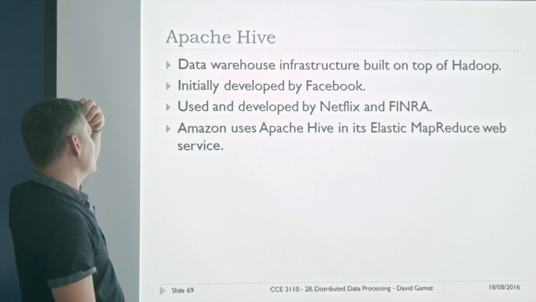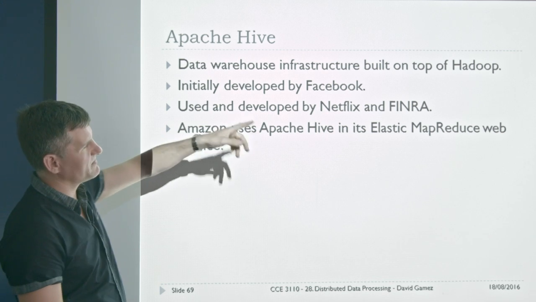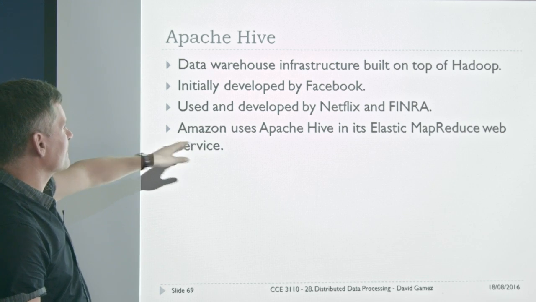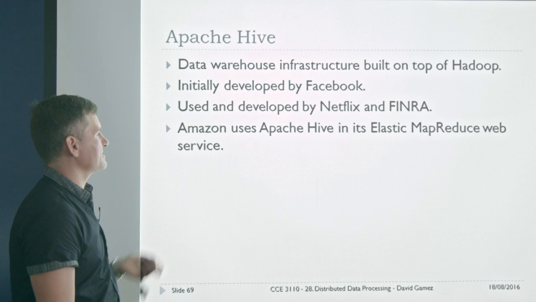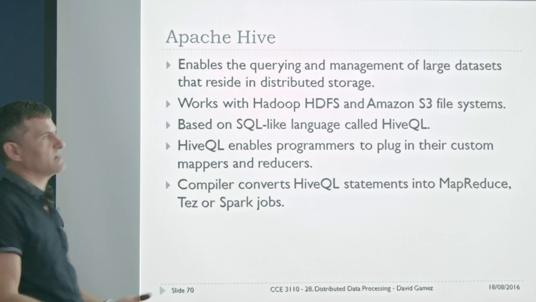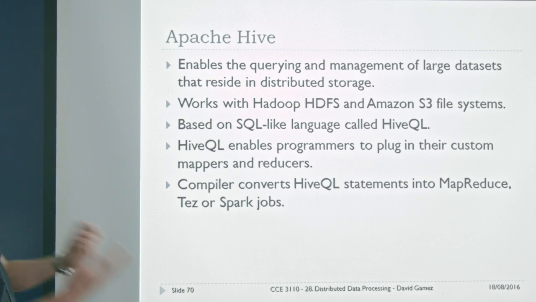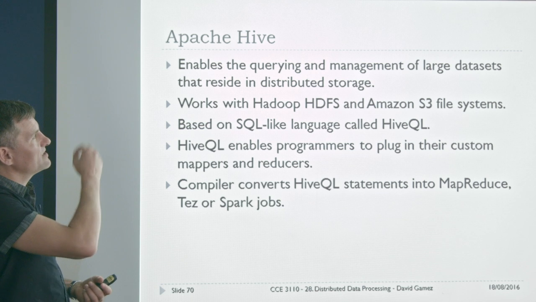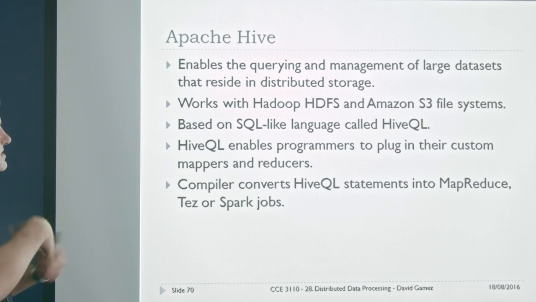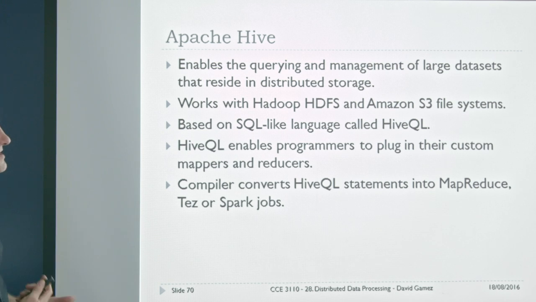It was initially developed by Facebook. It's currently used and developed by Netflix and FINRA. I think it's some kind of financial regulation authority. And Amazon uses Apache Hive in its Elastic MapReduce web service. This enables you to query and manage large data sets that are residing in distributed storage, so you can manage the data much more easily and effectively using Hive. And so it works in combination with Hadoop distributed file system and also with Amazon S3.